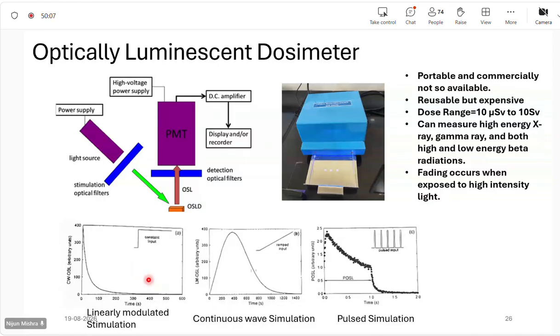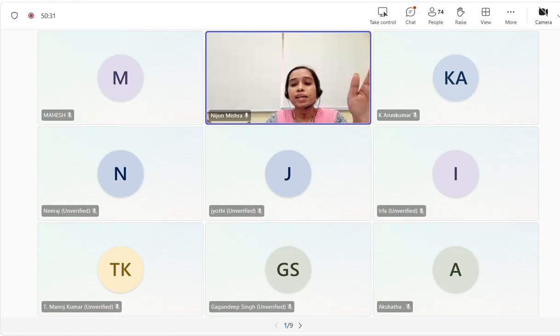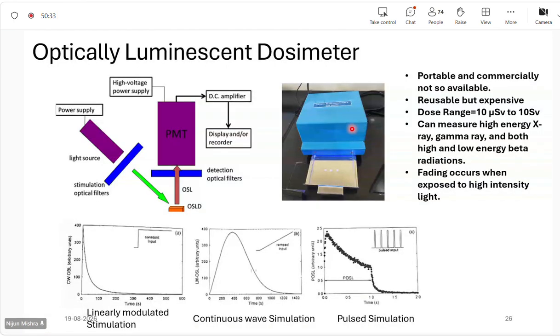Just like TLD, these are also portable, not so commercially available, reusable but expensive. We can reuse it, but this is not annealing; we call it bleaching of the optically luminescent dosimeter. Just like in TLD we say annealing, this one is bleaching, meaning we keep the detector here and provide a high intensity blue light so that all trapped electrons get released and we can reuse the detector freshly.